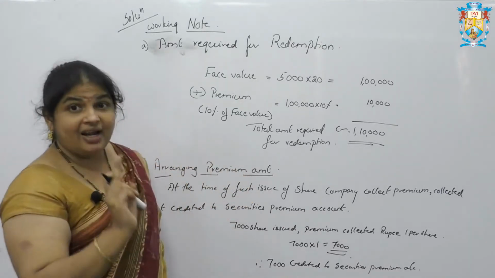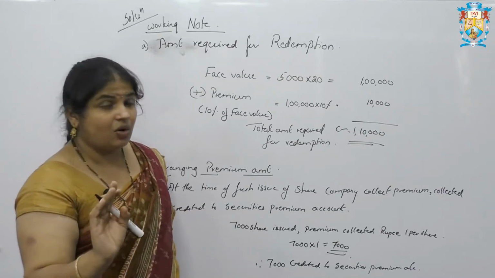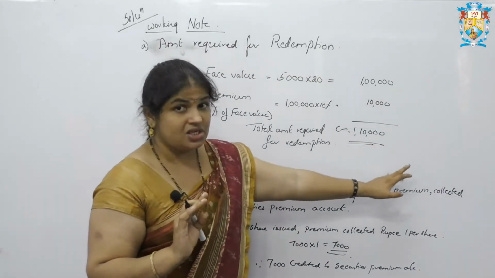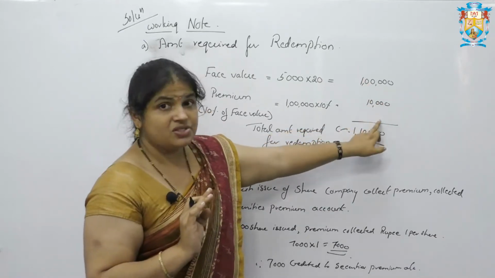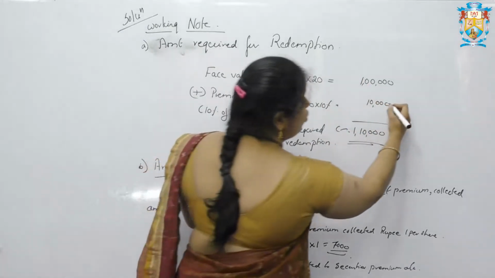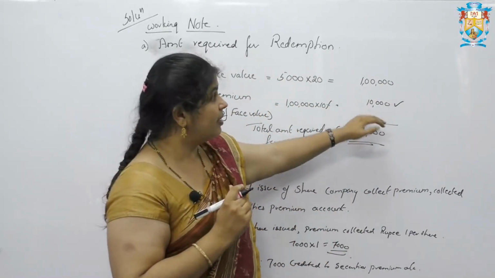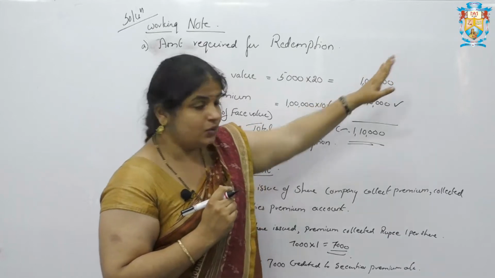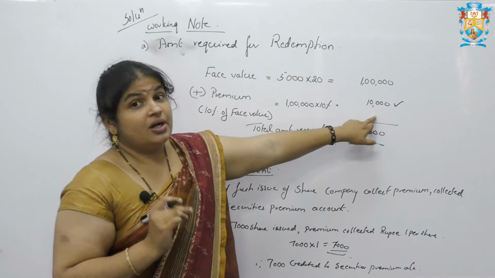Always arrange the premium amount first. Now we came to know what is the total money we require. We require 1 lakh 10,000. Out of 1 lakh 10,000, 1 lakh rupees is the face value and 10,000 is the premium amount. First I am going to arrange the premium amount. Once I have completed the premium amount, then I go for the face value. Now, arranging the premium amount.